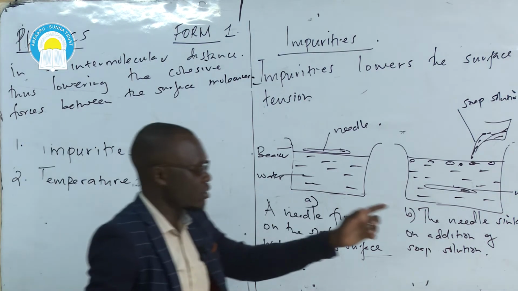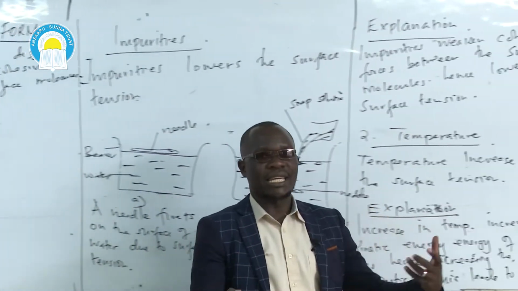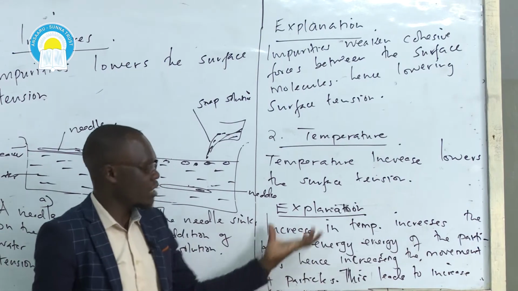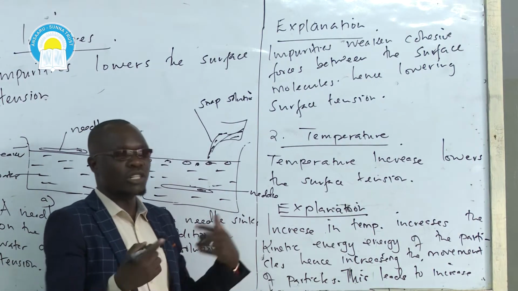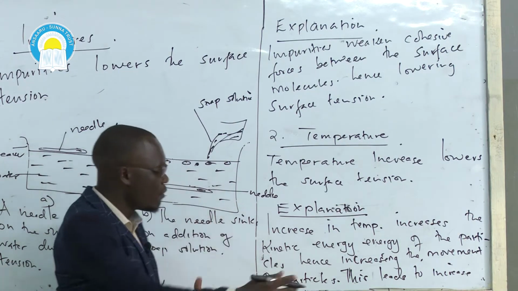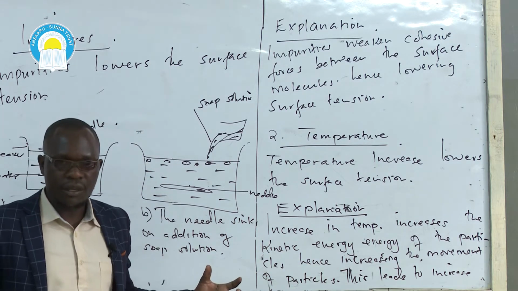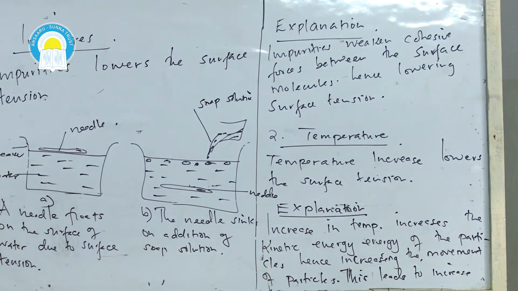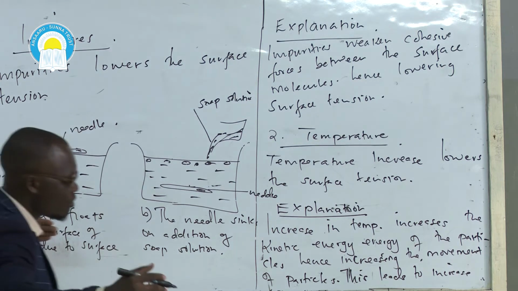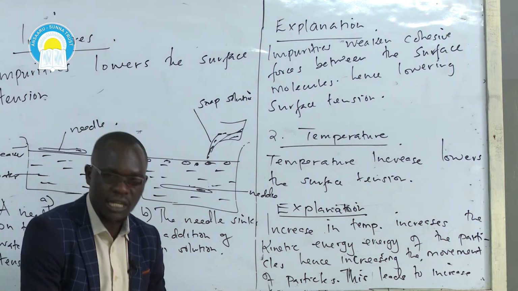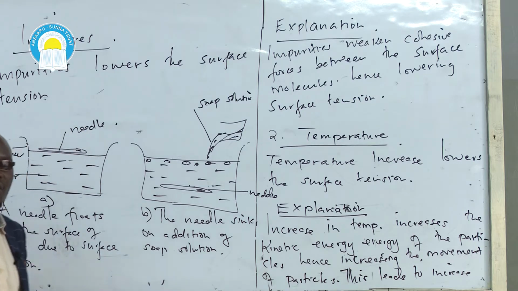When you increase the temperature of the liquid, you are going to increase the kinetic energy of the particles. Once the particles gain more kinetic energy, they start moving faster. And as they move faster, they move far away from each other. As they move far away from each other, they increase the interparticle spacing. When the interparticle spacing increases, the cohesive force of attraction between the molecules is going to be weakened. And this lowers the surface tension.